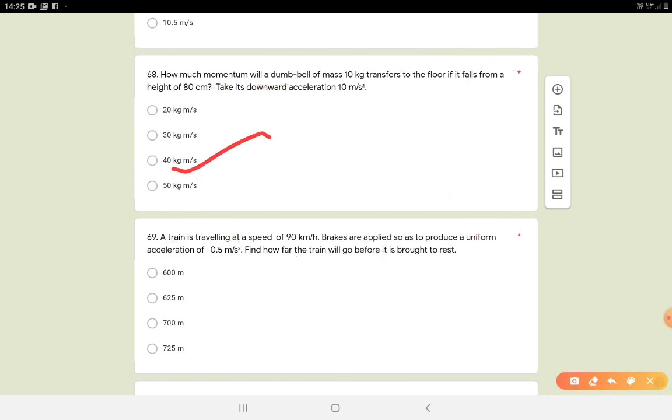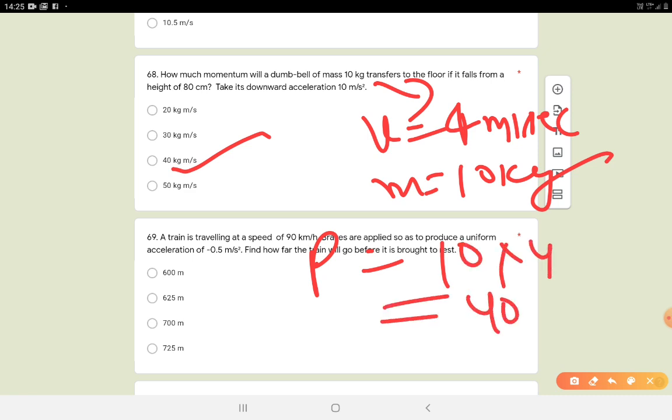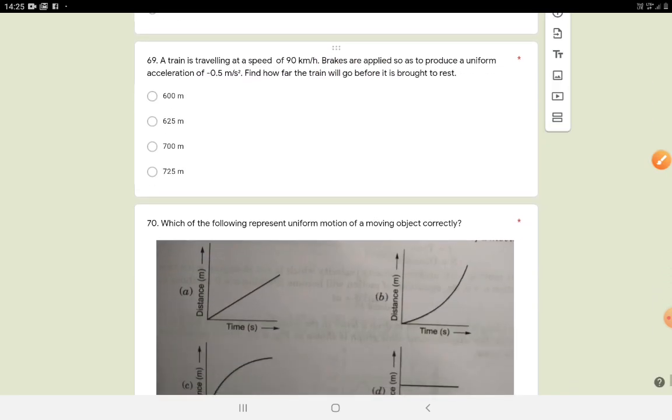This is our answer, because in this question we have already found V, which is 4 meter per second, and mass is also given, which is 10 kg. So P equal to M into V, 10 into 4, the answer would be 40 kg meter per second. You can check it. Okay, now move to another one.